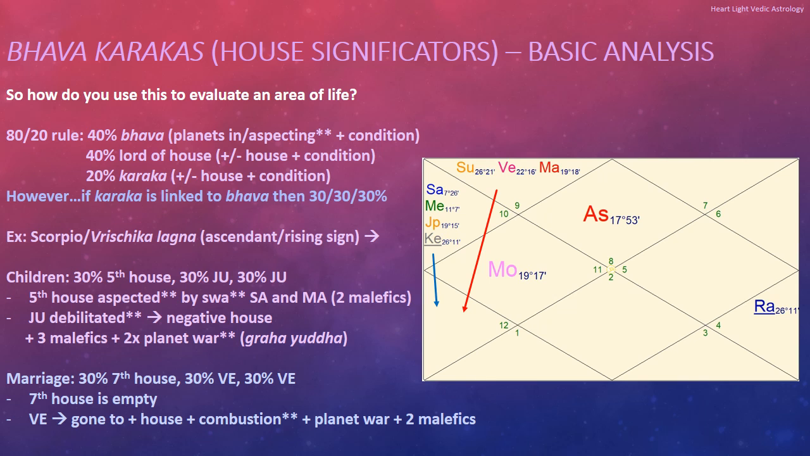So Venus has gone to a positive house. Okay, so at least there's some hope. Venus is combust, a weakness, dragging it down. Planetary war, it just got out of planetary wars with Mars. Planetary wars are destabilizing for both planets, even the winner. And Venus is with two malefics, Sun and Mars.